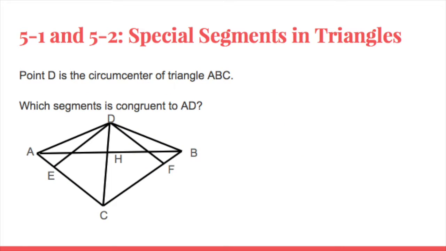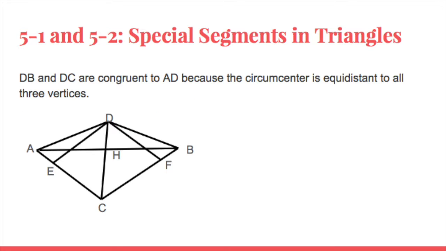Point D is the circumcenter of triangle ABC. Which segment is congruent to AD? DB and DC are congruent to AD because the circumcenter is equidistant to all three vertices.